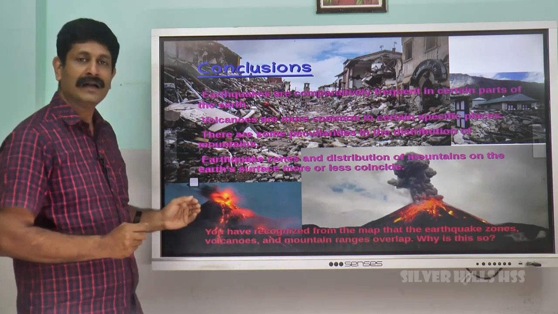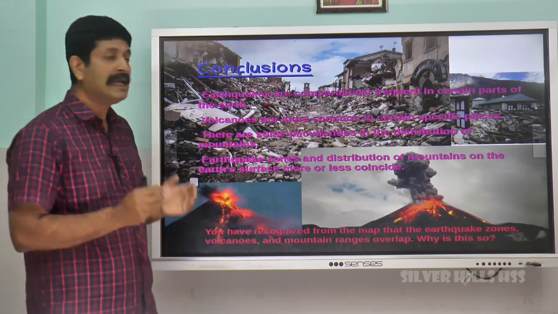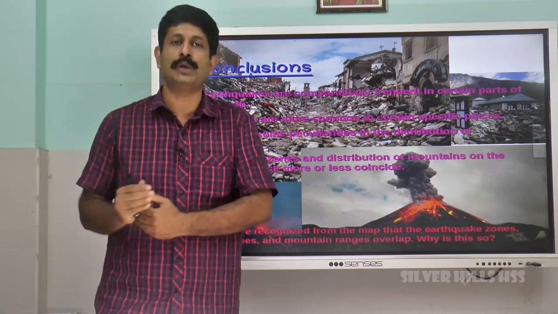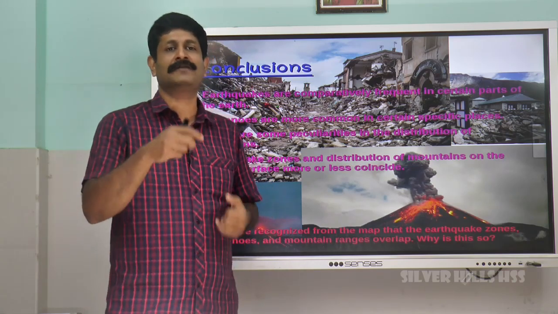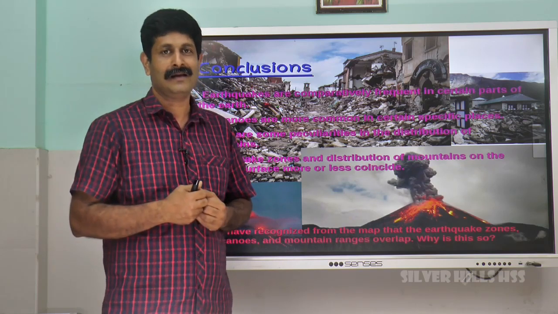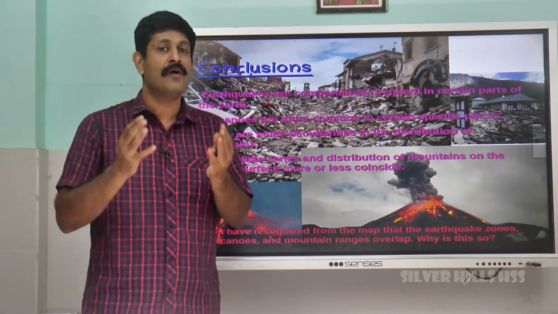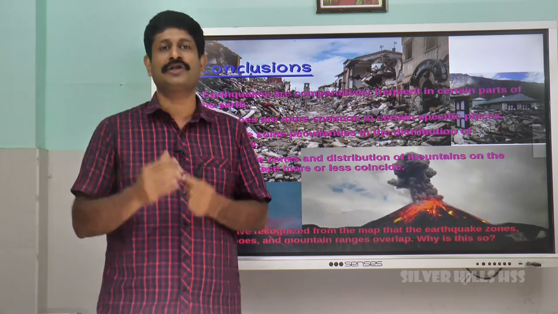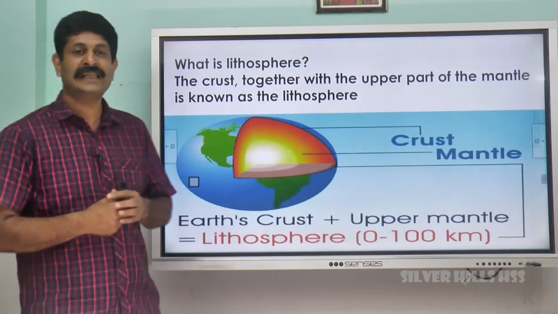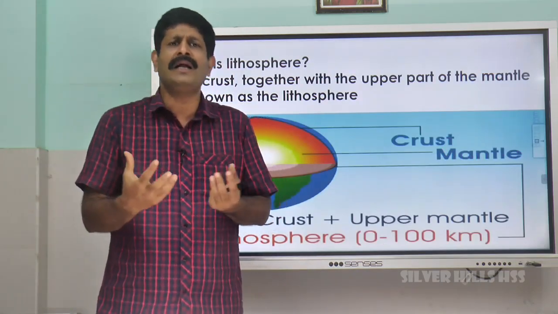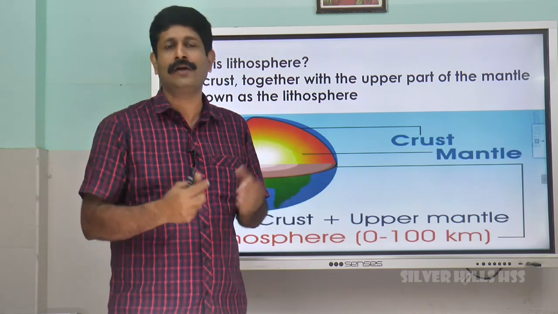The last one, according to me, earthquake zones are distributed near mountain zones, and volcanoes also reside in these areas. That is why we have to go through a deeper version of what the structure of the earth actually is. The structure of the earth is broadly divided into three: crust, mantle and core. That we already studied.